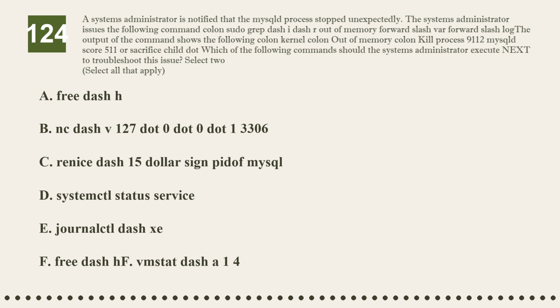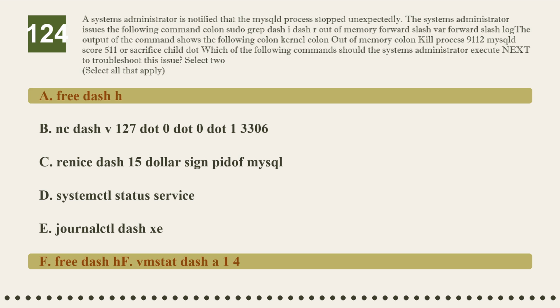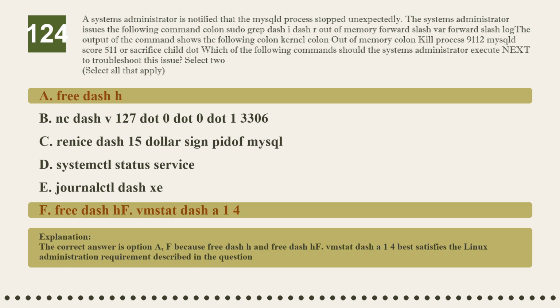Select two. Option A, free -h. Option B, nc -v 127.0.0.1 3306. Option C, renice -n 15 mysql. Option D, systemctl status service. Option E, journalctl -xe. Option F, vmstat -a 1 4. The correct answers are options A and F, free -h and vmstat -a 1 4, because they best satisfy the Linux administration requirement described in the question.